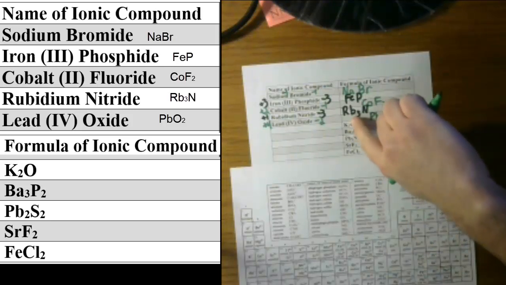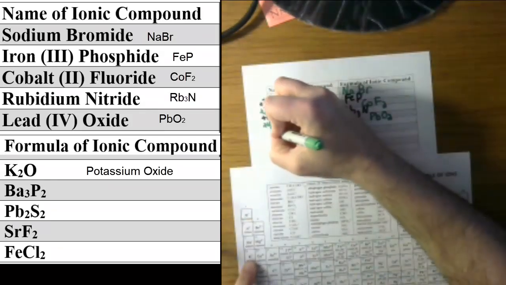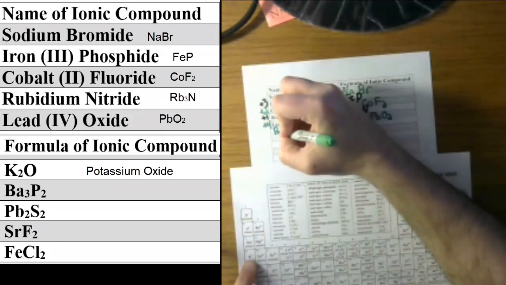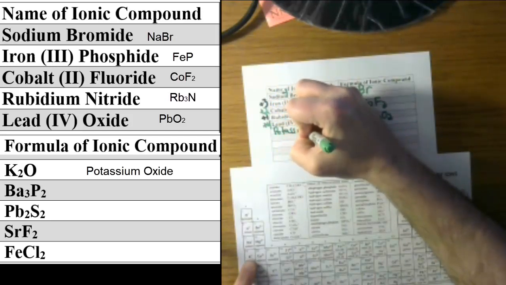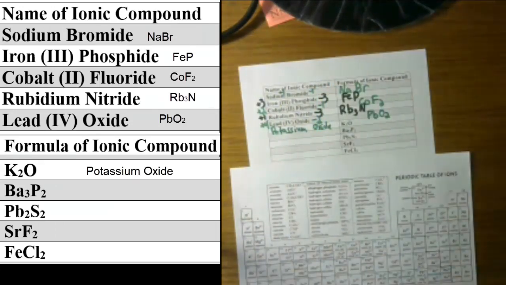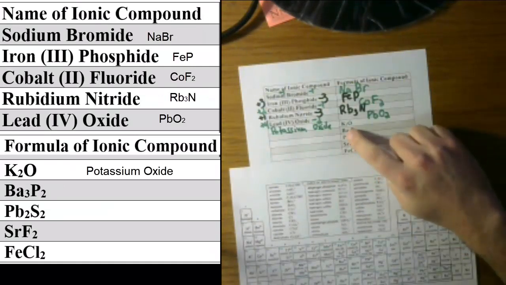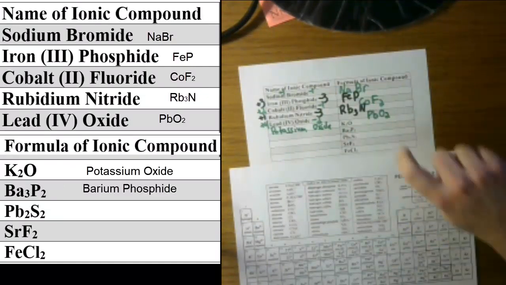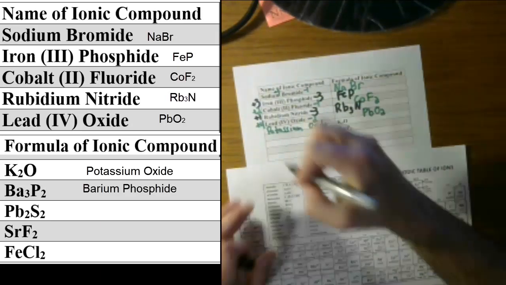So first up, potassium oxide. Potassium only has one type of charge. So you would just write potassium and oxide. I don't need to put potassium 1 because potassium only makes one kind of charge. All right, next up you have barium, which has one type of charge, and P is phosphorus, which is phosphide. So that would be barium phosphide.